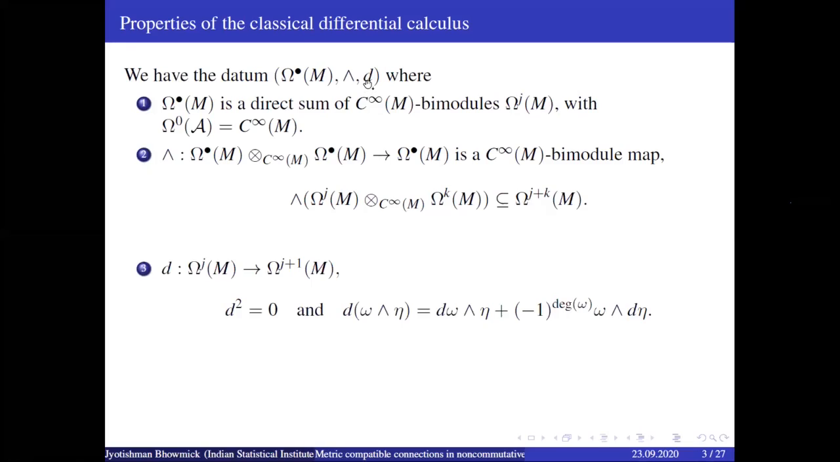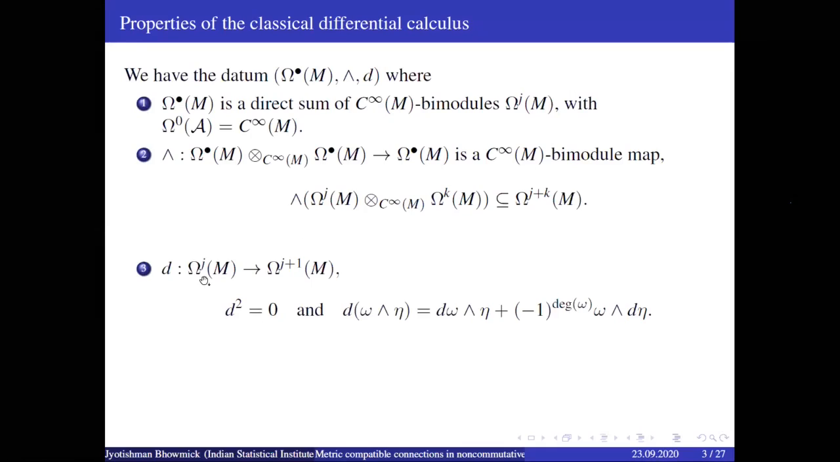Okay. So now we get to this D. So D is the usual de Rham differential. It satisfies the property that D squared is equal to 0. D acts on a J-form and maps it to a J plus 1 form, and the compatibility between D and wedge is given by this formula.